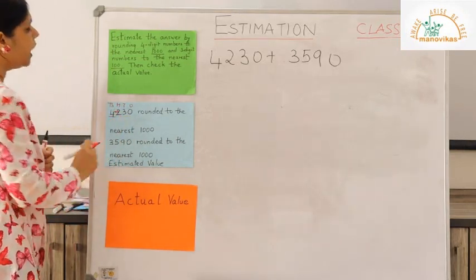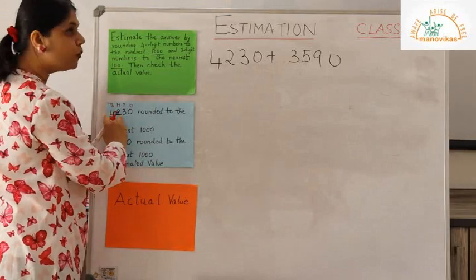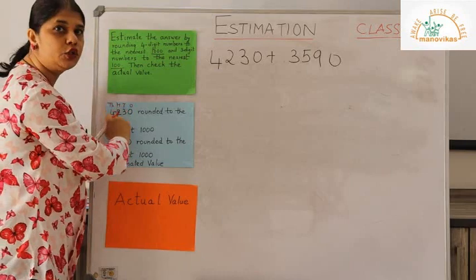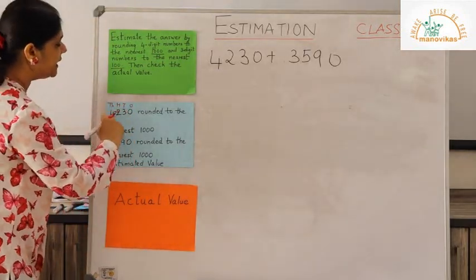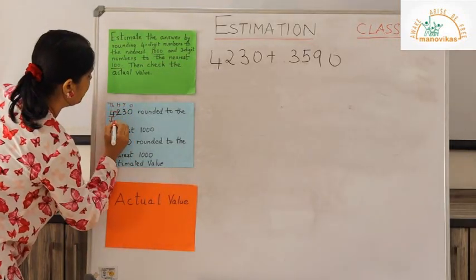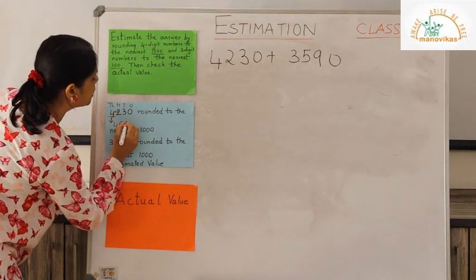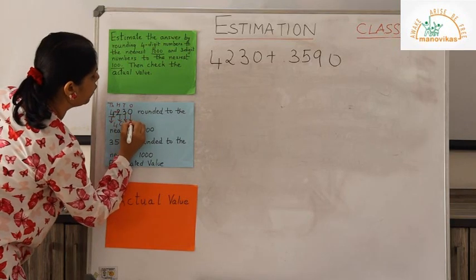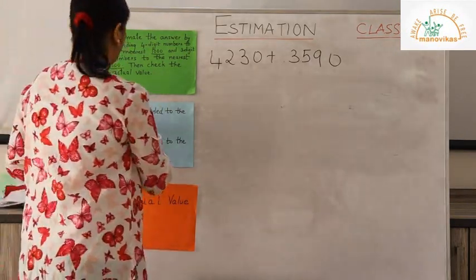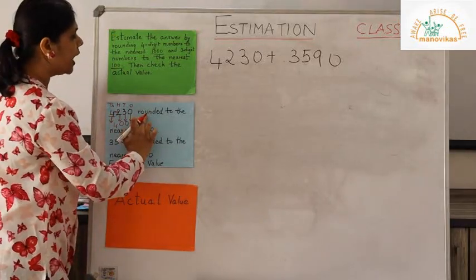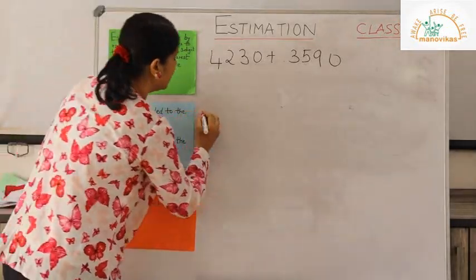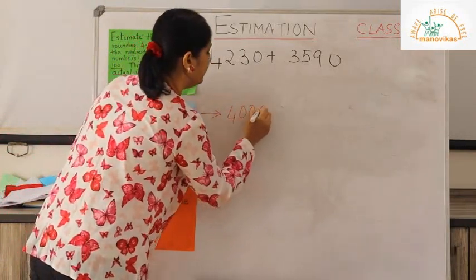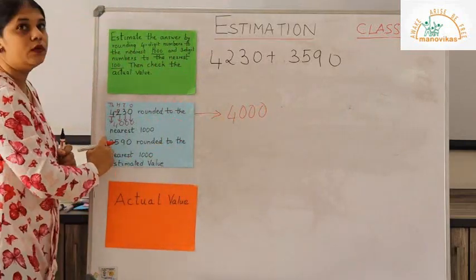Look at the digit in the hundreds place. Is it 5 or more than 5? That is, the digit here in the hundreds place is what, children? 2. So the digit in the thousands place will remain the same and the other digits will become 0. This is how we have learned to round up the numbers, right? So 4230 rounded to the nearest 1000 is how much? What is the answer you have got? 4000, right? Now let us round the next number.